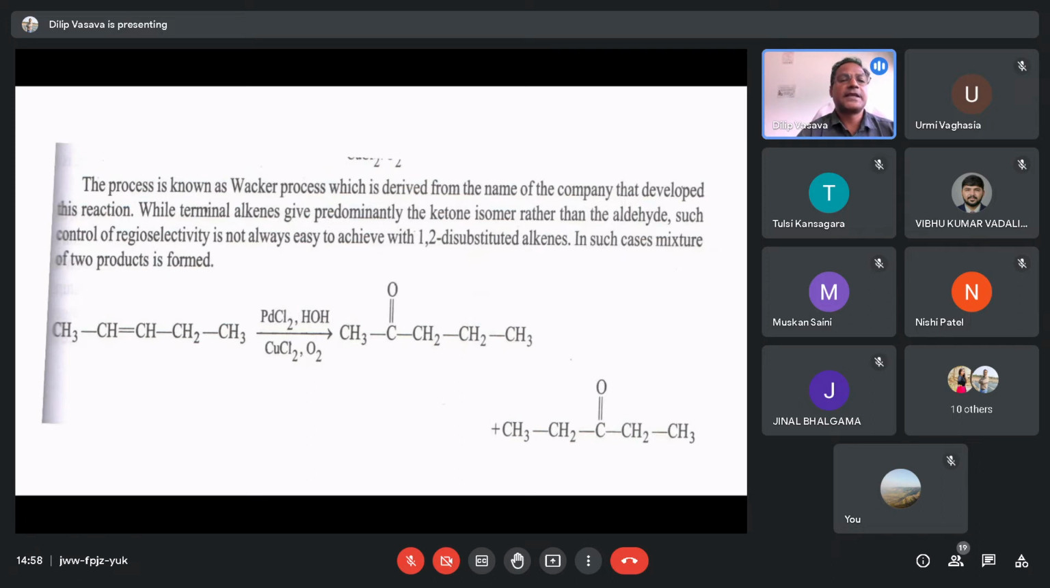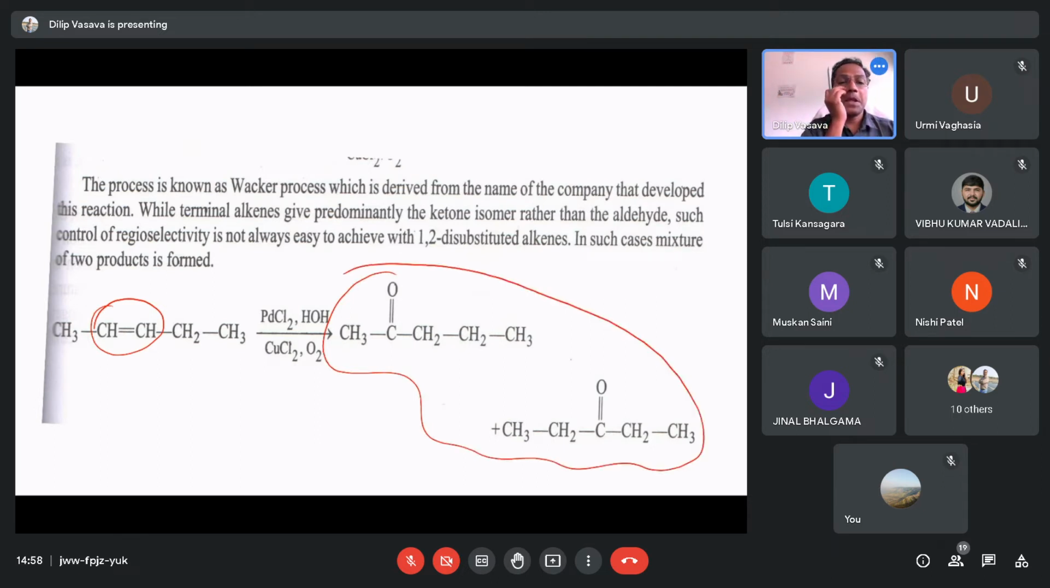This is another example given where the double bond is there, which gives the isomer of the compound, because the double bond is a substituted alkene. So in that case, it can give a mixture of the isomers.